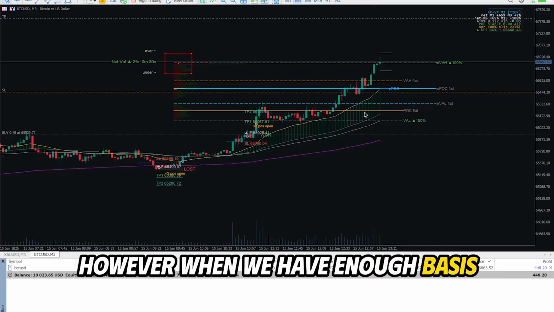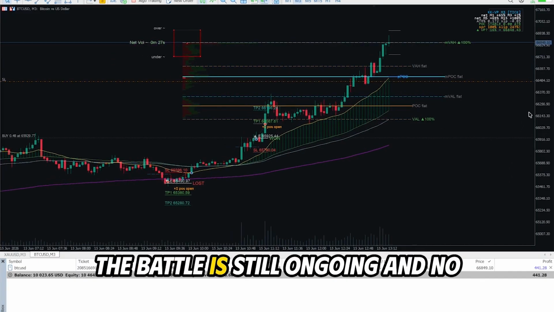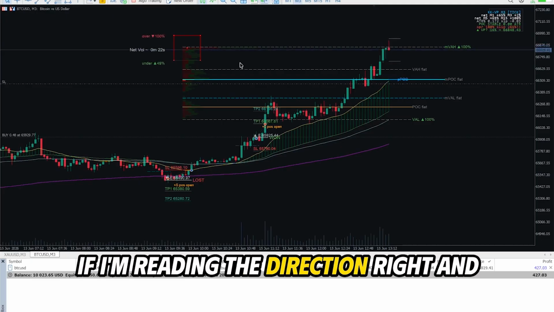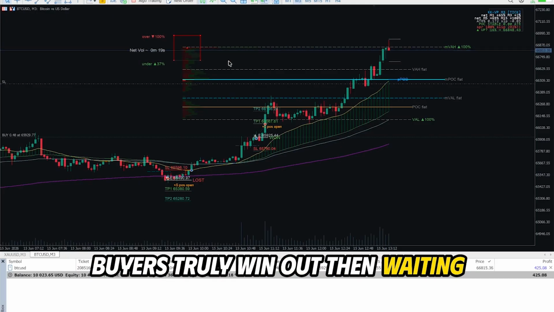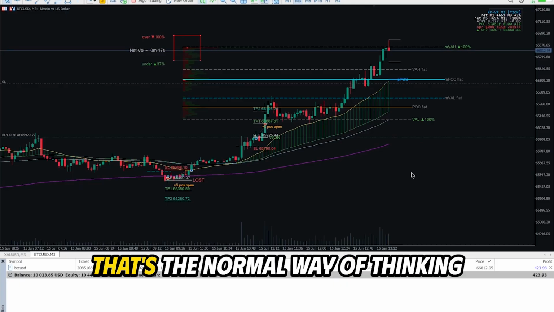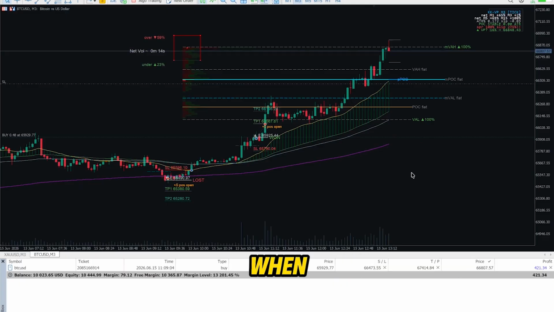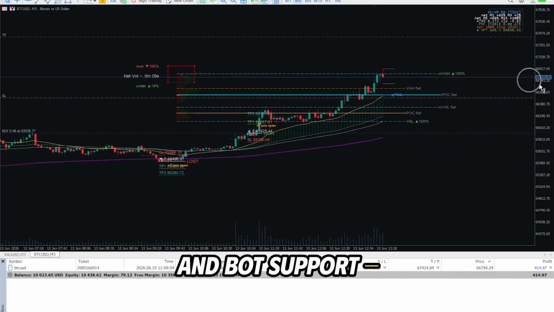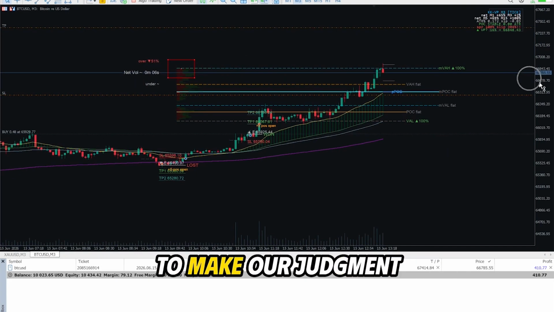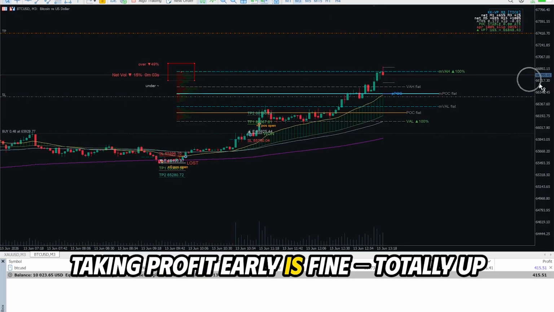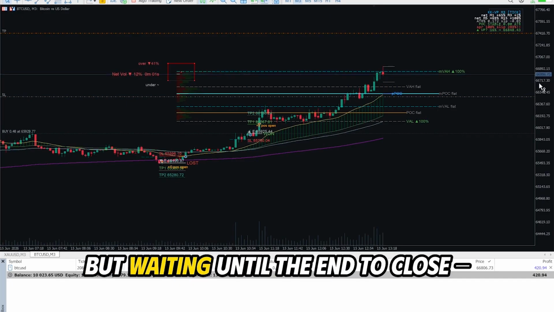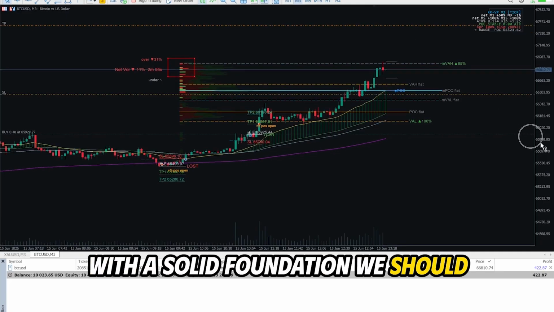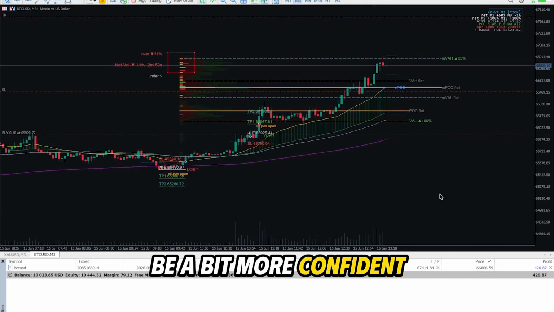However, when we have enough basis to see the battle is still ongoing and no side has won yet, if I'm reading the direction right and buyers truly win out, then waiting makes sense too. That's the normal way of thinking. We have a solid basis and bot support, so taking profit early is fine, totally up to you. But waiting until the end to close with a solid foundation, we should be a bit more confident.